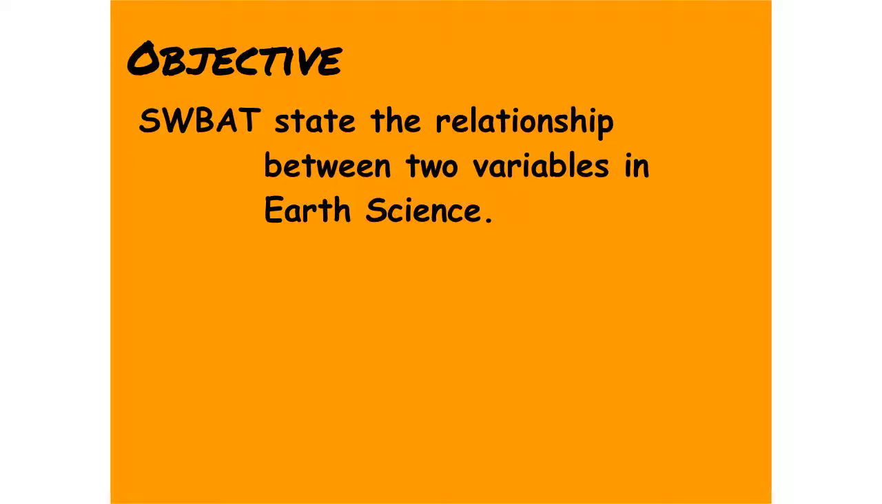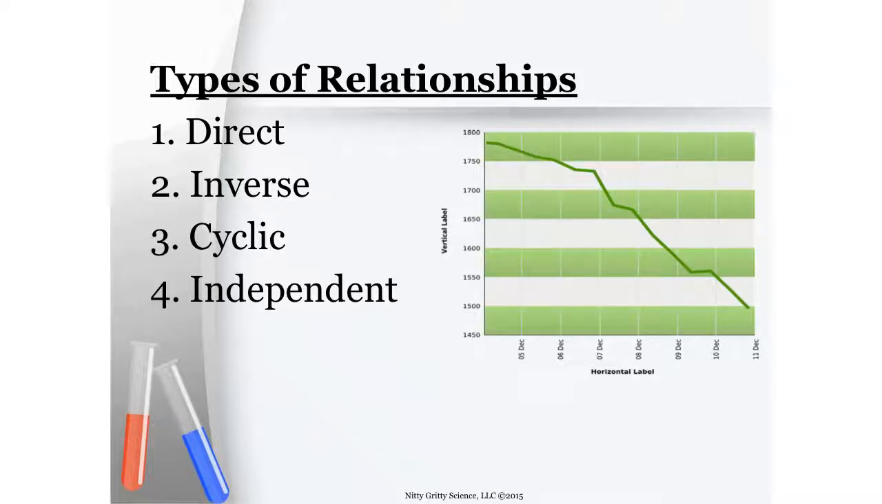Our objective for this video is that the student will be able to state the relationship between two variables in earth science. Today you will learn about 4 different types of relationships. They are listed here on the video, and they are listed throughout your input page. The first one is a direct relationship. The second one is an inverse relationship, or sometimes people call that an indirect relationship. Same thing, inverse, indirect. Number 3, cyclic relationships. And number 4, independent relationships.